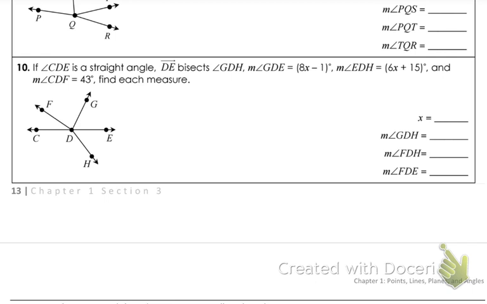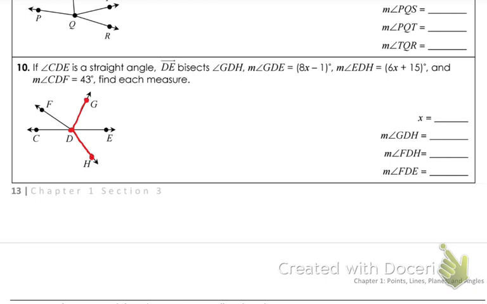Number 10 says if CDE is a straight angle, so they're just basically telling you this is a straight line. DE bisects GDH. Let's stop right there. So let's highlight GDH. GDH is this guy right here.